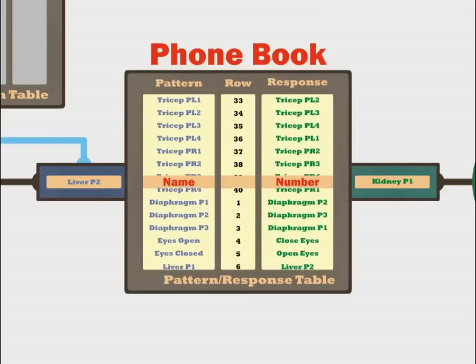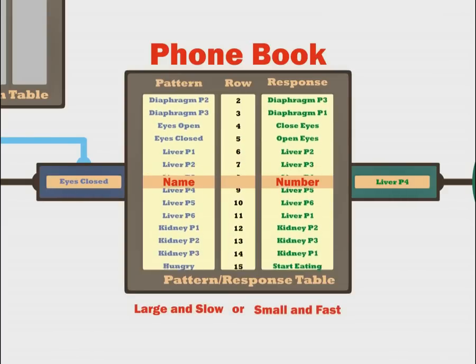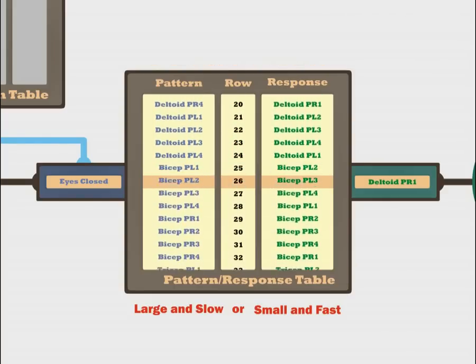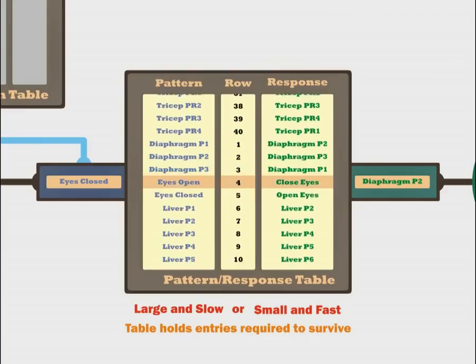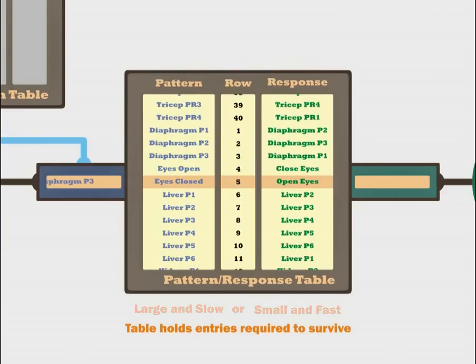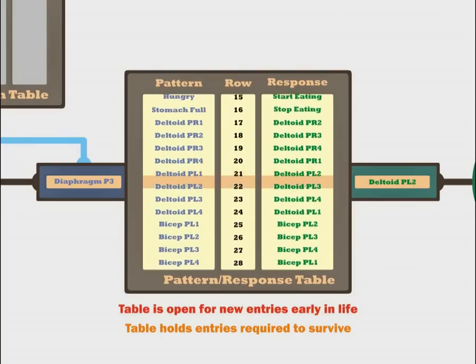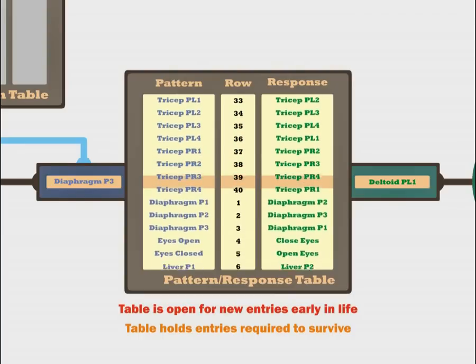Thus, one is confronted with a problem. Should the table be large and slow, or small and fast? Nature answers this question with an elegant solution. The table holds only the combinations required to survive. To determine what these are, the table is opened during a short period of learning in one's youth. Children watch adults and mimic their behavior since they do not know how to respond.